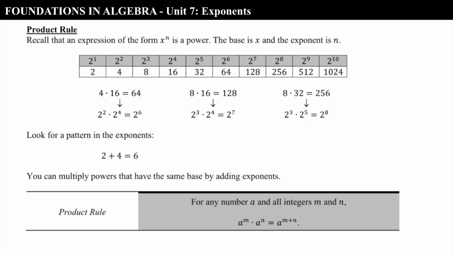Let's see if it holds true for the second one. We have 3 and 4, and together that does indeed make 7. So 3 plus 4 equals 7. And that works for the third one as well. 3 plus 5 equals 8. So we can multiply powers that have the same base by adding their exponents, and that is the product rule. For any number a and all integers m and n, you can multiply two things with the same base by adding their exponents. So a to the m times a to the n equals a to the m plus n. So when you're multiplying things with the same base, you're going to add their exponents.